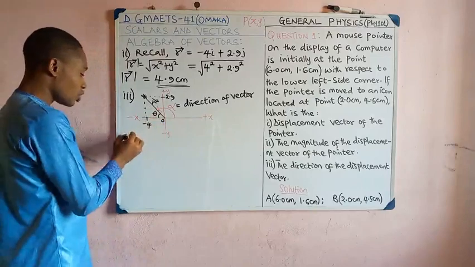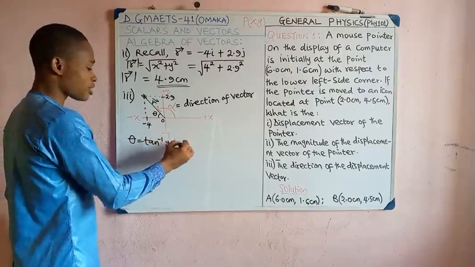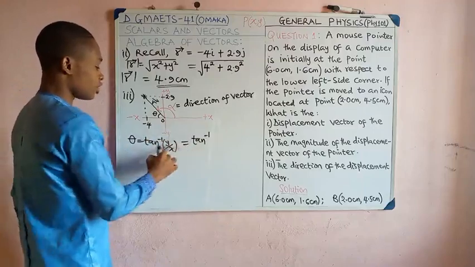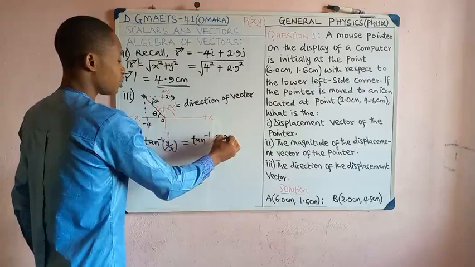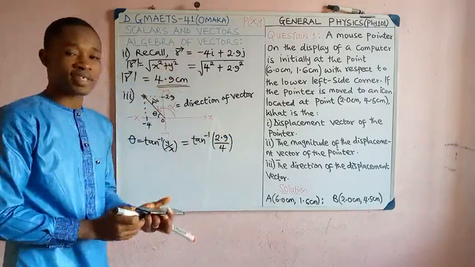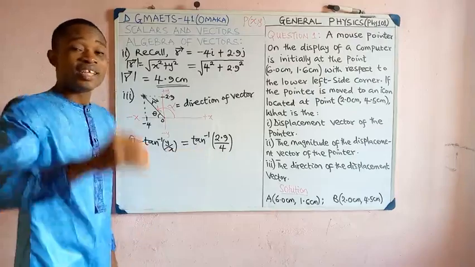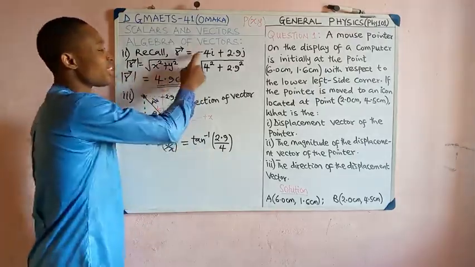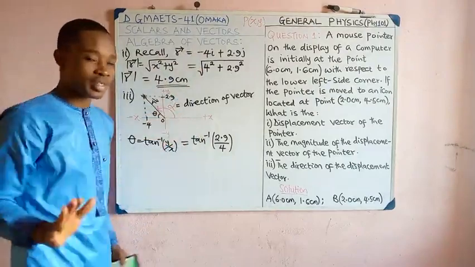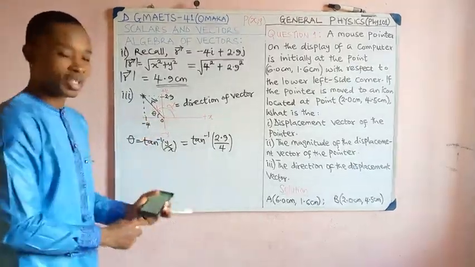The first thing I will do is to get theta, because theta directly is tan inverse of y all over x, which of course is going to give us tan inverse of the y value, 2.9, all over the x value, 4. You see, I don't have any business with that negative sign. I don't need it for calculating this angle. The reason for this negative is simply to tell us the quadrant where the displacement vector is located. Simple. And from what I sketched here, I've already shown you. Is that okay? So we don't have any need for that.